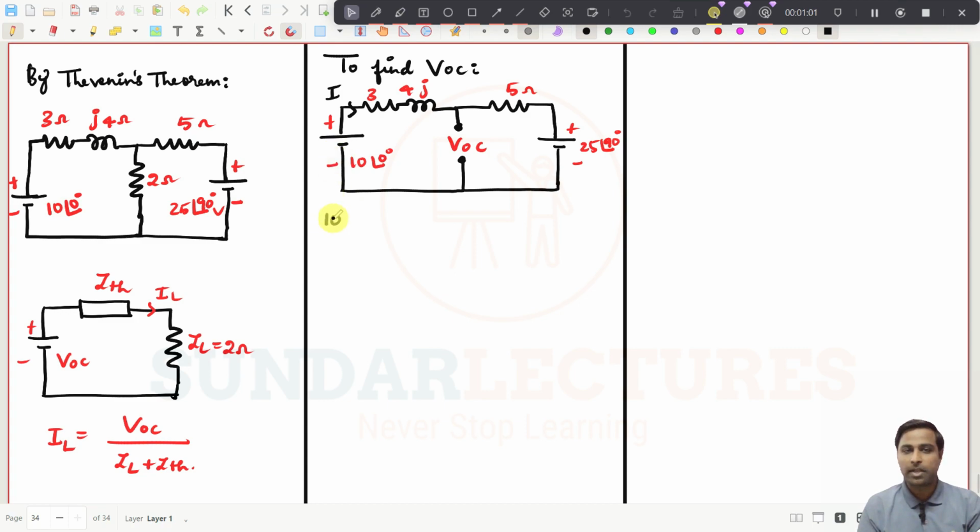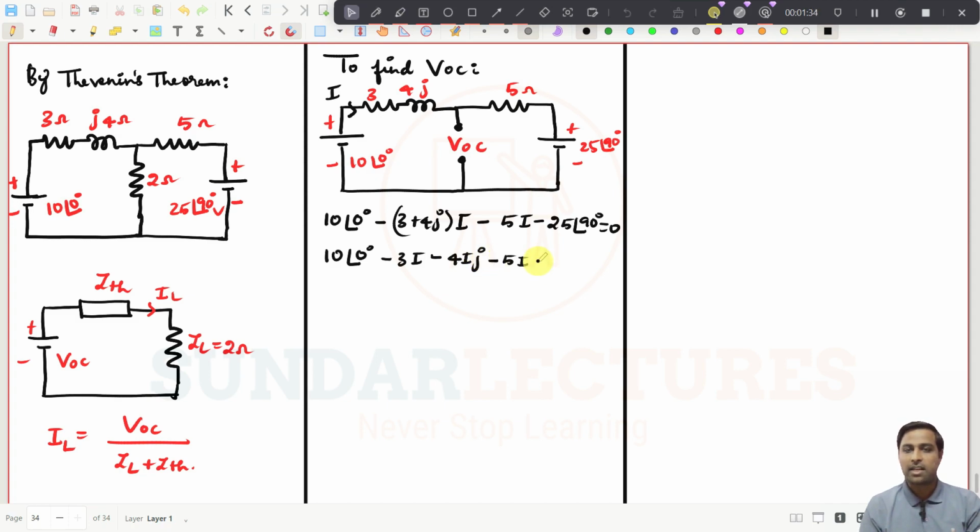So from minus to plus, it will be 10 at an angle of 0 degrees, minus (3 plus 4j) into I, and then minus 5 into I, and then minus 25 at an angle of 90 degrees, that should be equal to 0. If I simplify this expression, it will be minus 3I, minus 4jI, minus 5I, and minus 25j, because it is at 90 degrees, equal to 0.